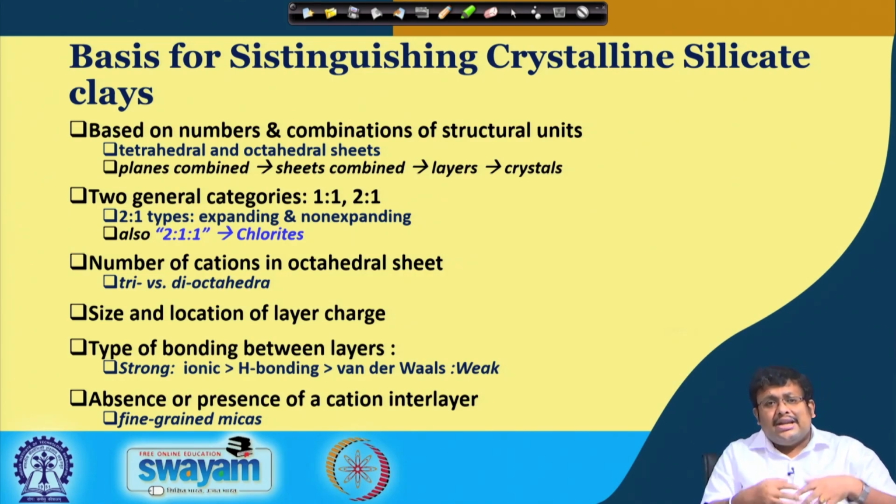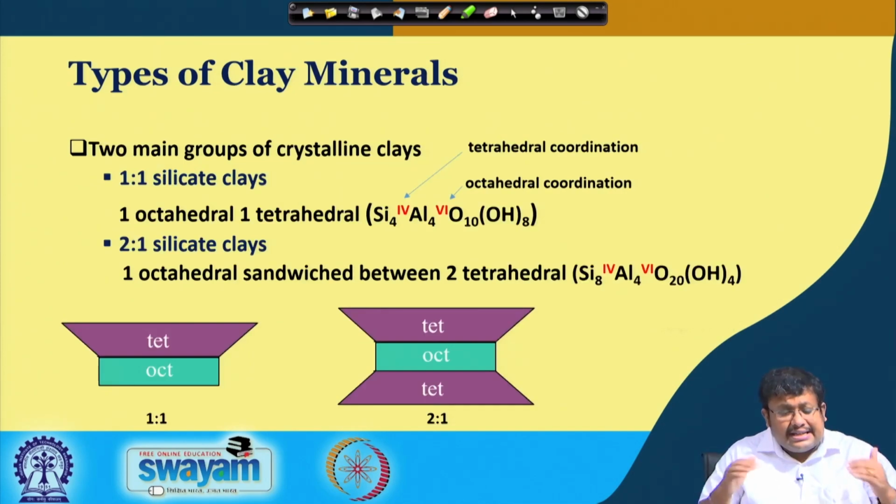And also based on the number of cations in the octahedral sheet, so either it is trioctahedral or dioctahedral, depending on the size and location of layer charge, and depending on the type of bonding between the layers, because you know that there are different types of bonding like ionic bonding, hydrogen bonding, van der Waals bonding. So, based on these different types of bonding and their strength, we can distinguish different types of silicate clays, and also based on the absence or presence of cationic interlayers, we can distinguish different types of clay minerals like fine grained mica.